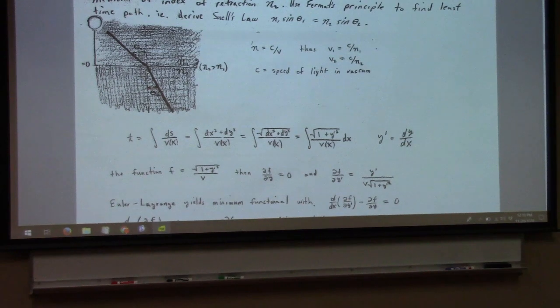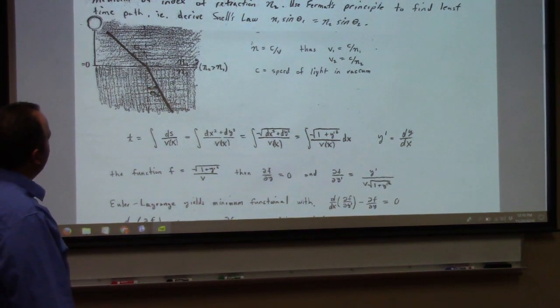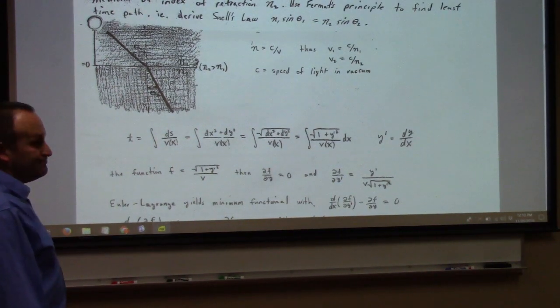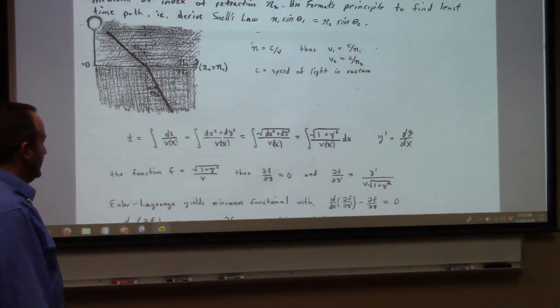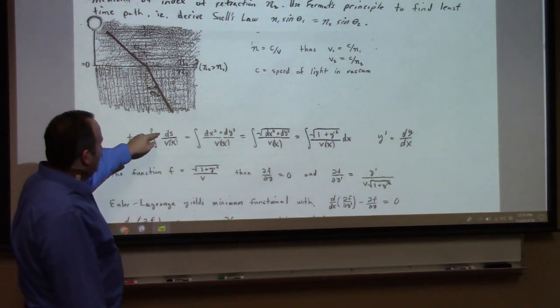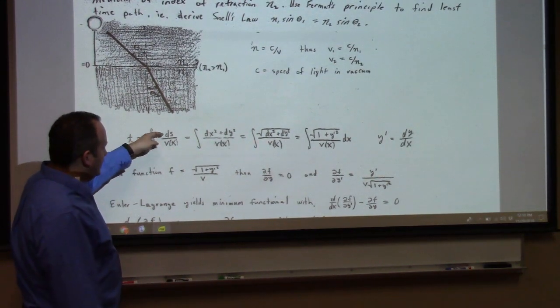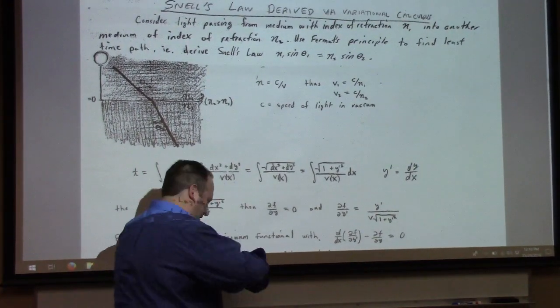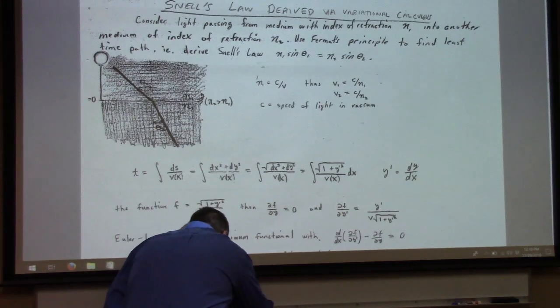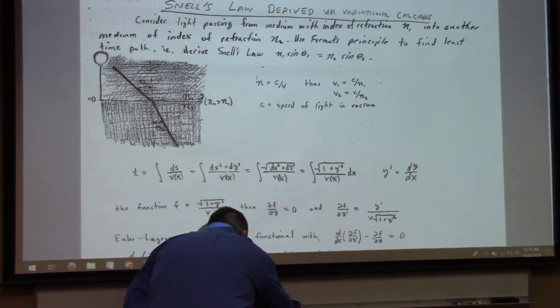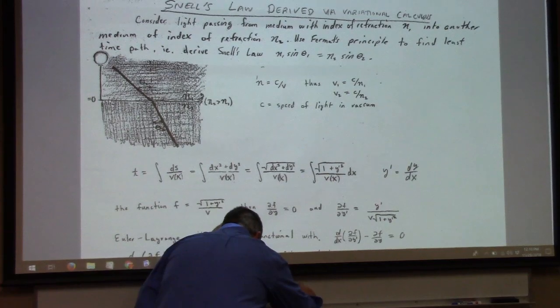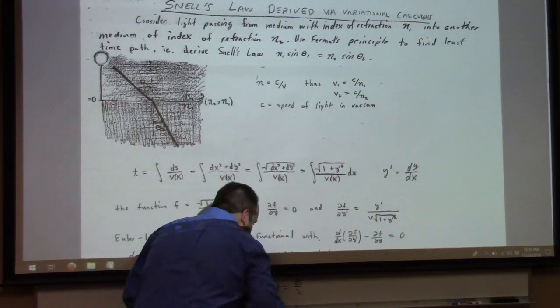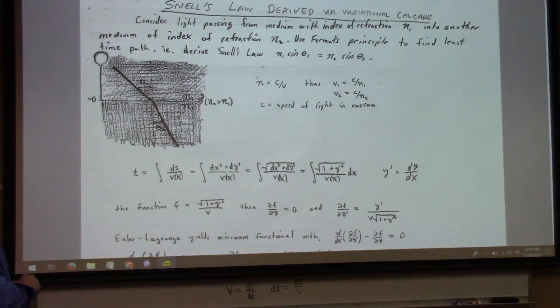So the derivation of Snell's law says that light will travel the path of least time. To get time, we integrate ds over v. If v is equal to ds dt, then dt is equal to ds over v, right? So to get the path of least time, integrate the arc length over the velocity.